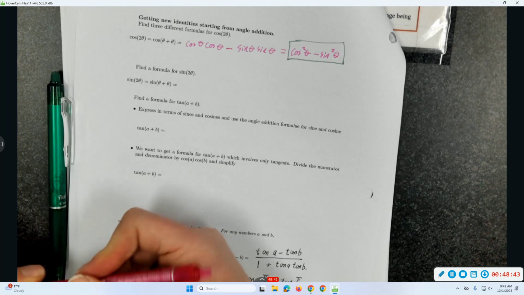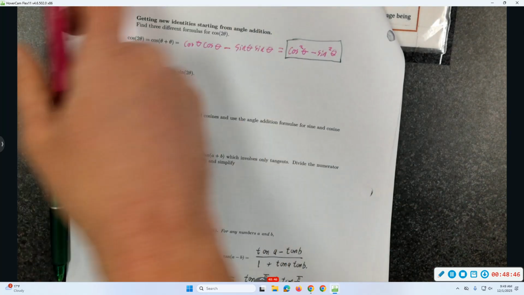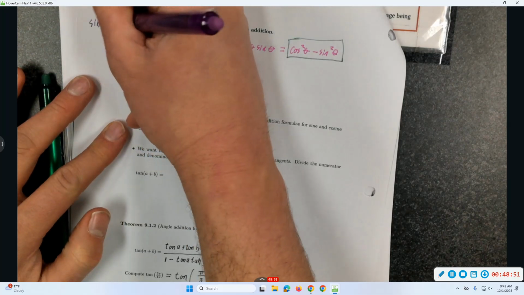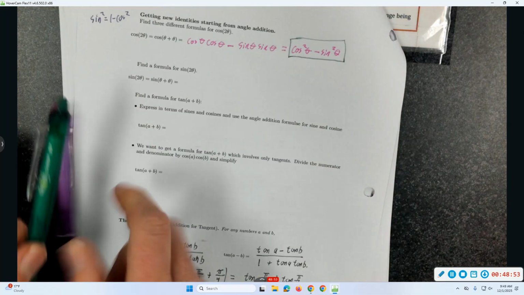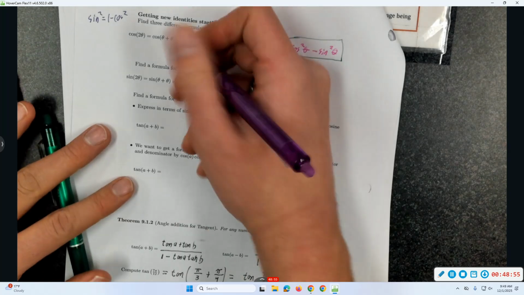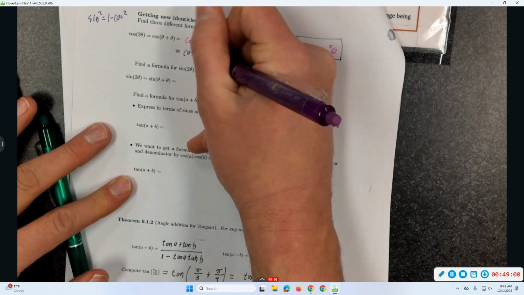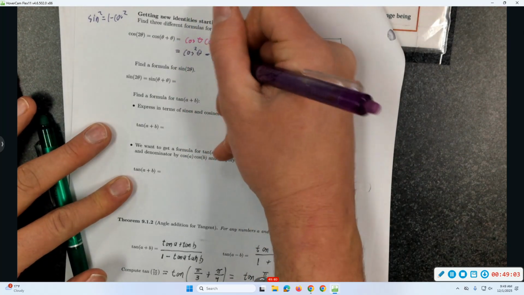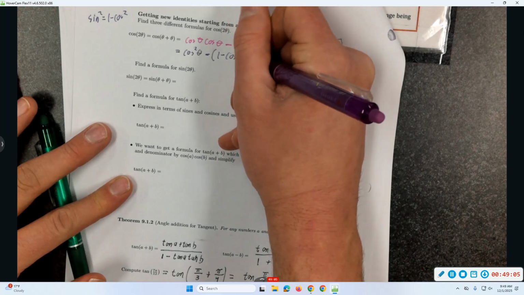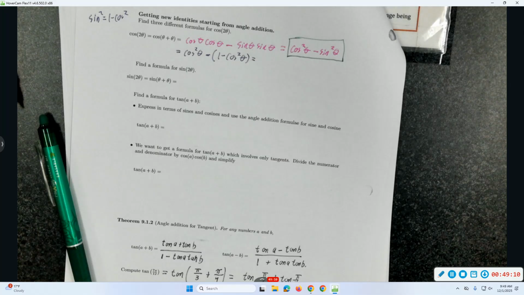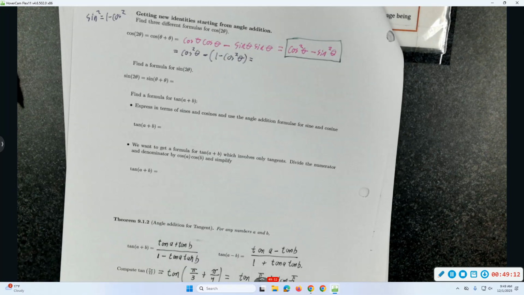What can I replace that sine squared by? 1 minus cosine squared. Cool, let's do that then. So if I do that, this should be the same thing as, I'll leave the cosine squared alone, minus, big parentheses, 1 minus cosine squared theta. And now I guess we need to stare at that for a few seconds and simplify it. Those parentheses are pretty important, right? Otherwise you'd probably wind up with something incorrect.